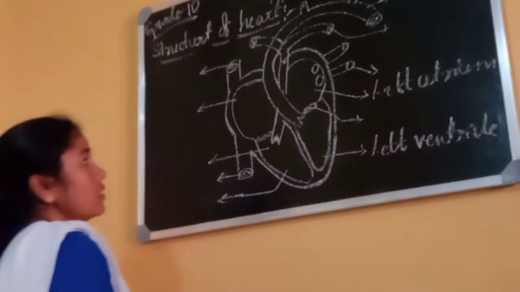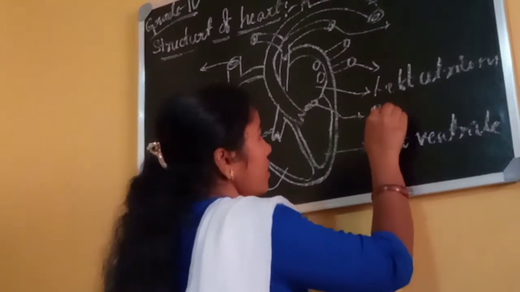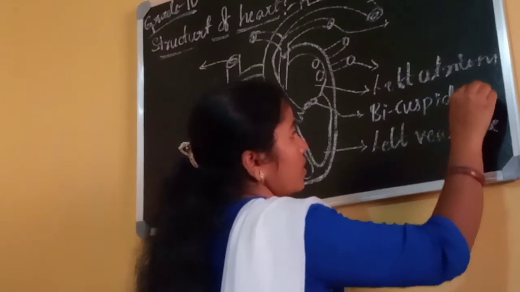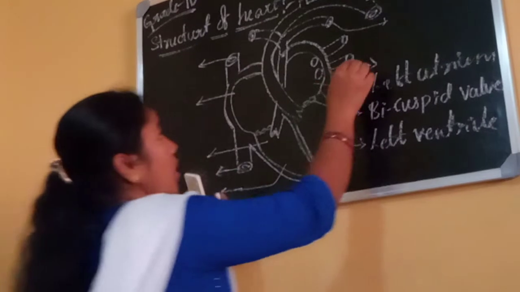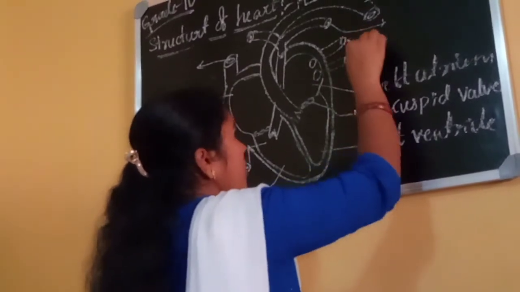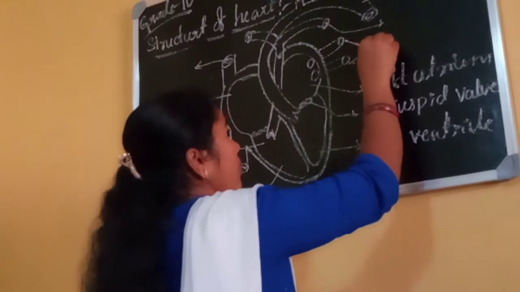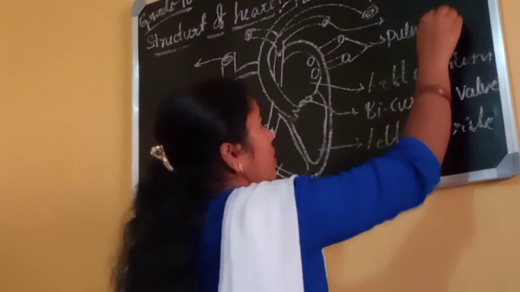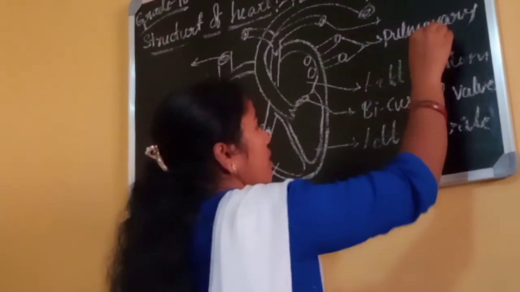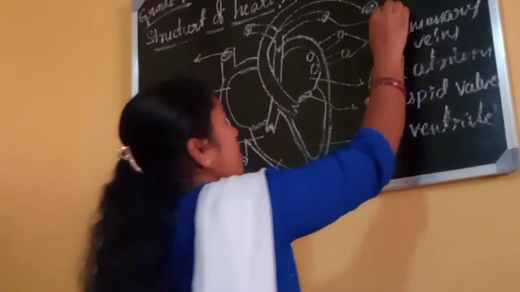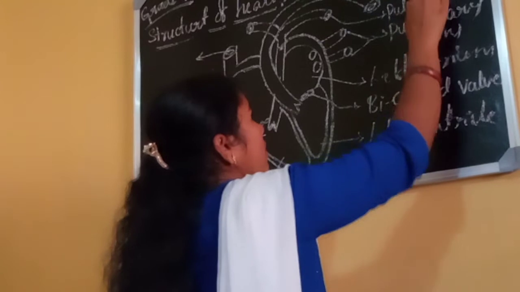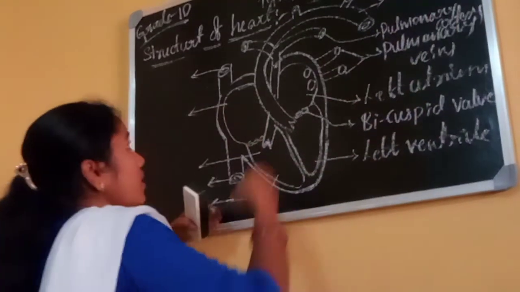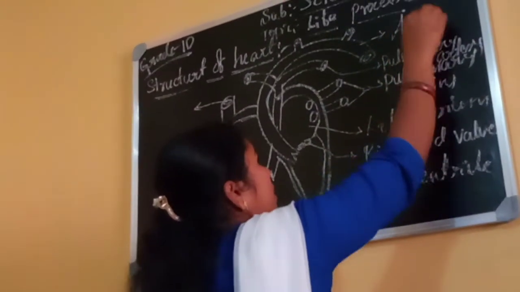Left ventricle. Bicuspid valve. These 2 are pulmonary veins, and this is the pulmonary artery. And this is the aorta.